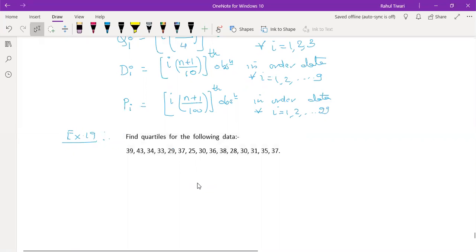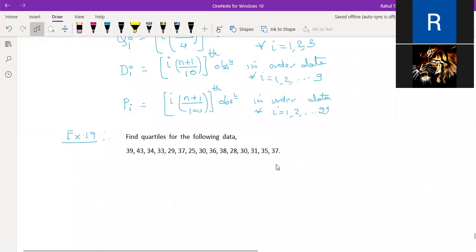I will not take all deciles because that becomes difficult, I will take just a few, let's say D5, or D3 for anyone interested, and one more, P25. So these are the things you need to obtain.